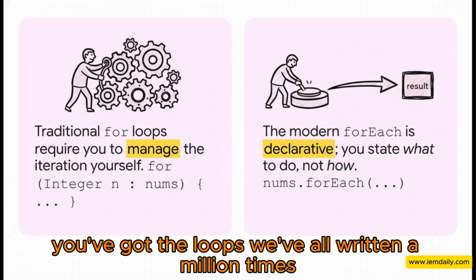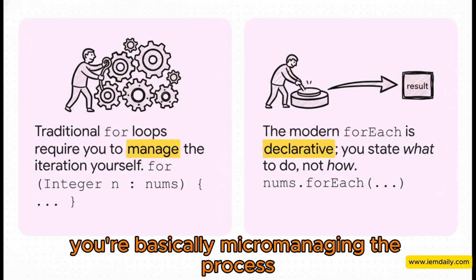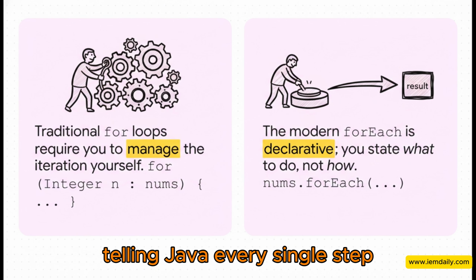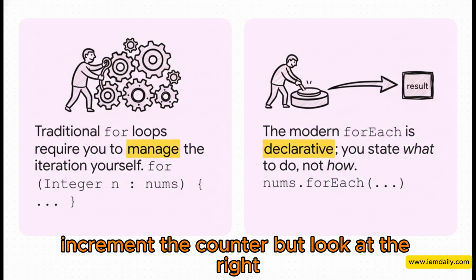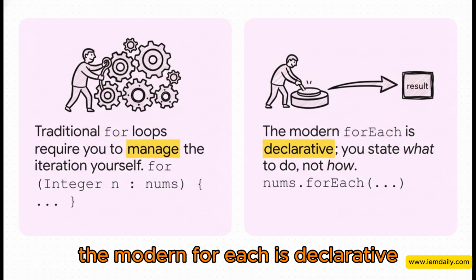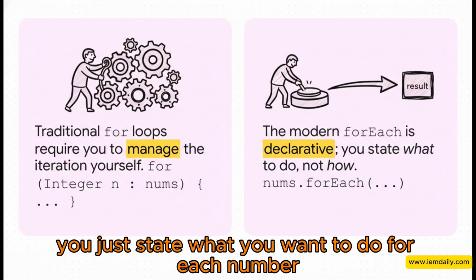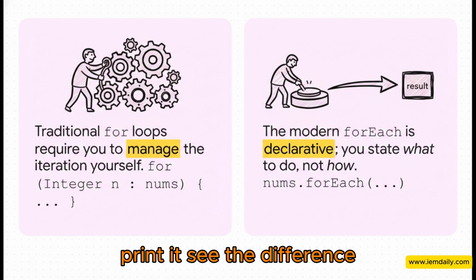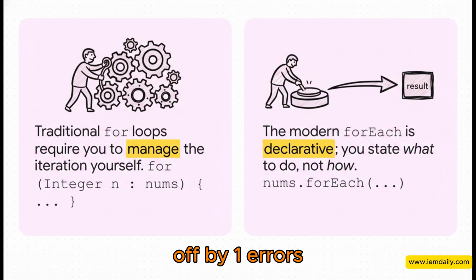So over on the left, you've got the loops we've all written a million times. They totally work, but they're what we call imperative. You're basically micromanaging the process, telling Java every single step. Create a counter, check the condition, increment the counter. But look at the right. The modern forEach is declarative. You're not focused on the how, you just state what you want to do. For each number, print it. See the difference? It's way more readable, and you're much less likely to make those annoying off-by-one errors.